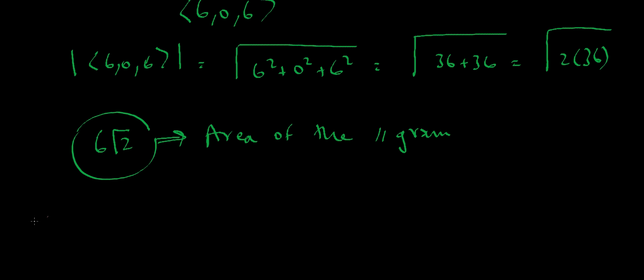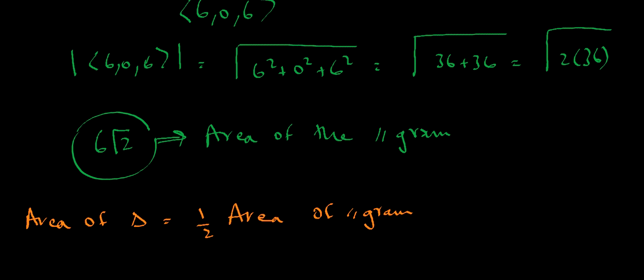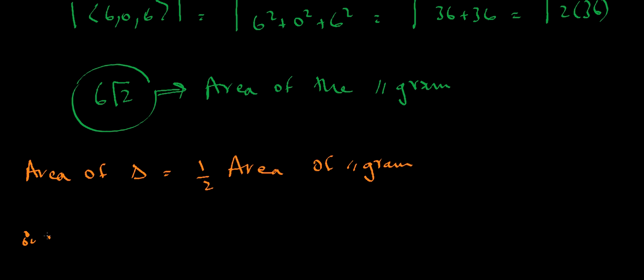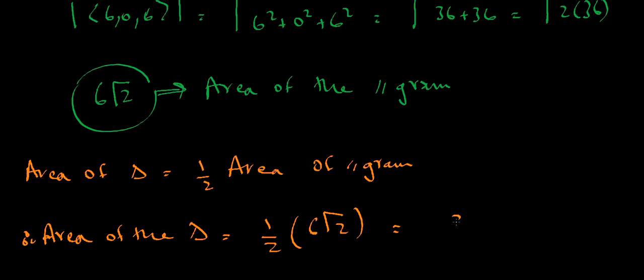Now we know that the area of the triangle is equal to half the area of the parallelogram. Therefore, the area of the triangle is equal to half times 6 root 2, and we should get 3 root 2. And that is the final answer. That's the area of the triangle.